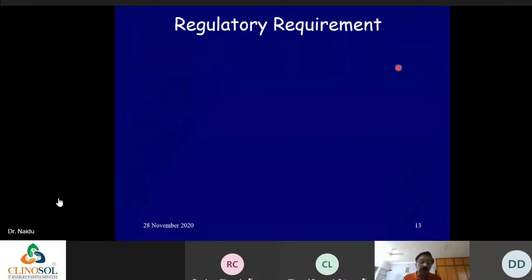Now comes a very important thing you have to understand: the regulatory requirements. What do regulators want in the case record form, and what do they always consider and look into whenever an inspector comes or an audit is going on? Regulators are very particular about looking into these requirements.